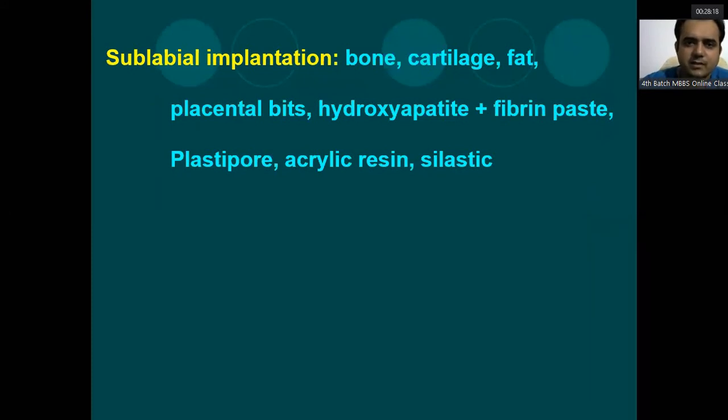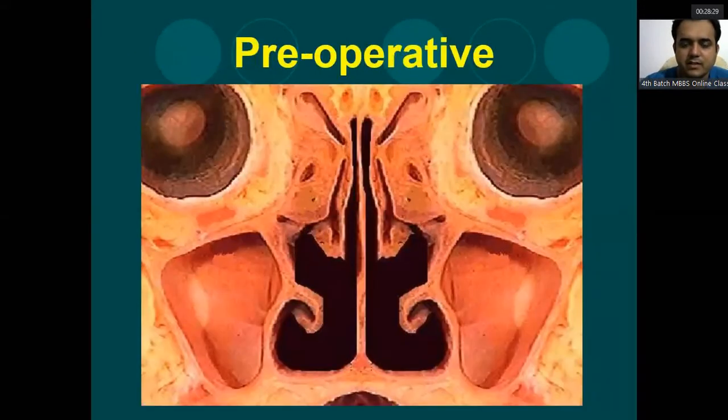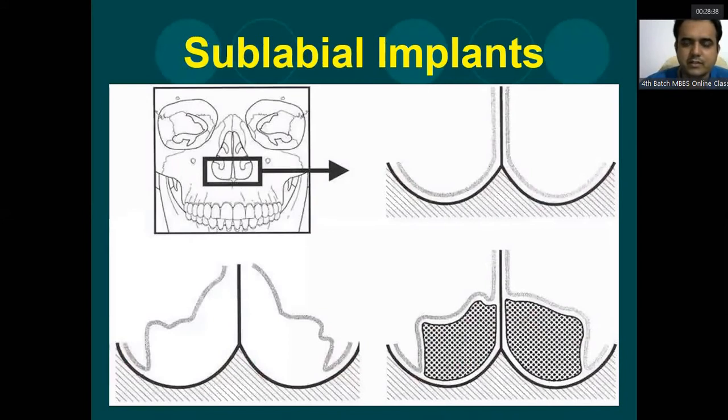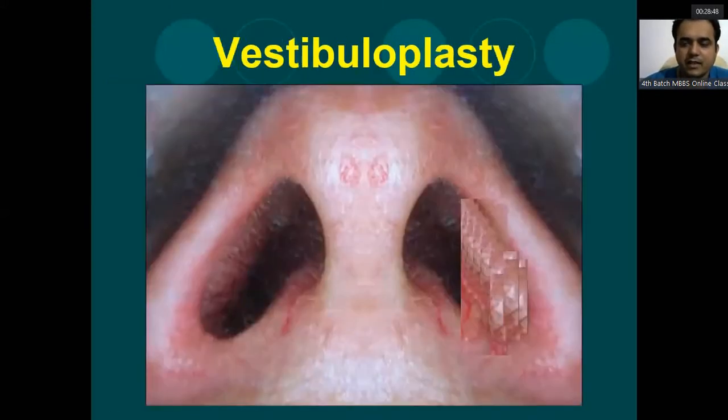Now there are sublabial implantations like bone, cartilage, fat, and Plastipore and other commercial products. So these are done to make the cavity smaller, right? Pre-operatively it is like this, and after the operation, some implants are kept there, right? Just for understanding, look here. The cavity is large, and some Teflon or some implants are kept there, and the cavity is filled up. It becomes fuller, right? And the vestibuloplasty can be done.